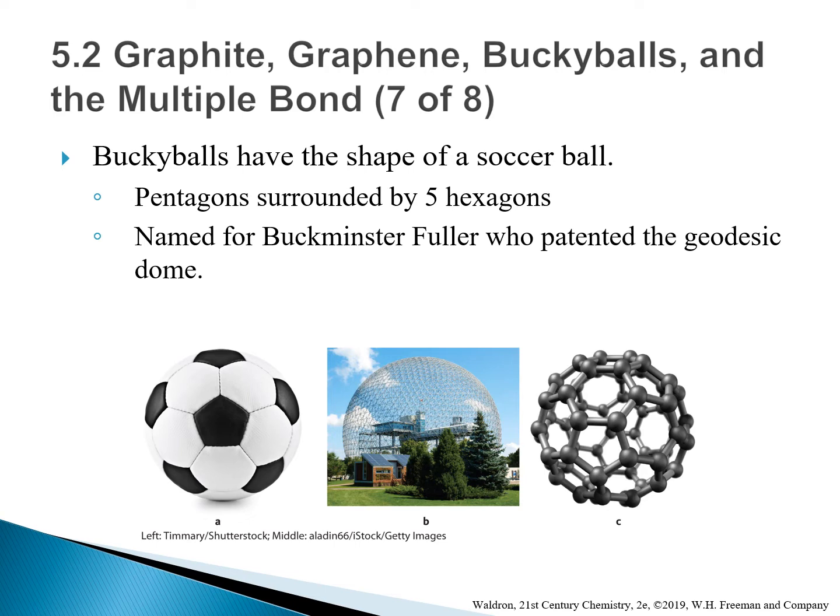Another allotrope of carbon is Buckyball. It gets its name from Buckminster Fuller, who patented the geodesic dome. The Buckyballs have the shape of a soccer ball. Every pentagon is surrounded by 5 hexagons to form a spherical shape.